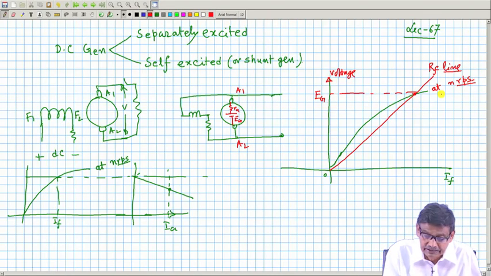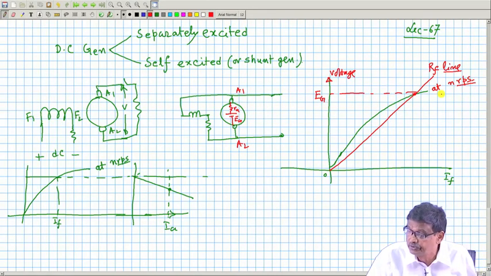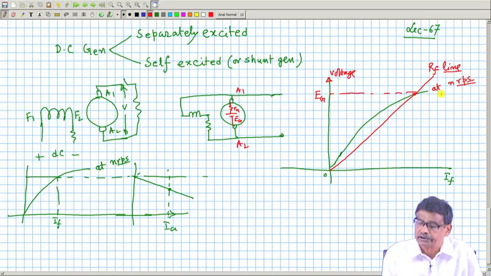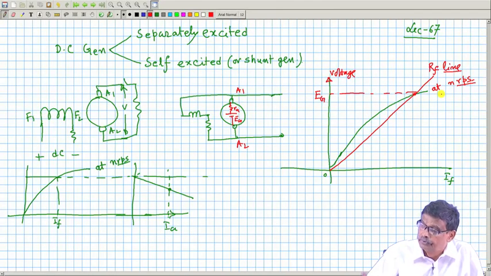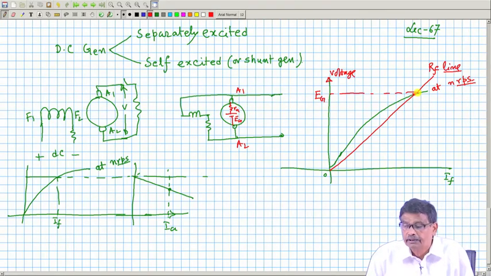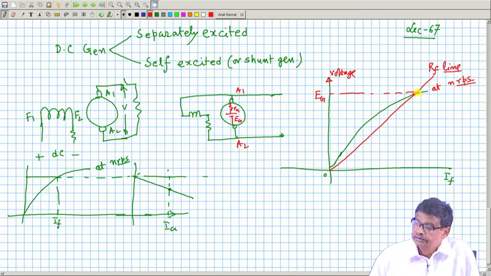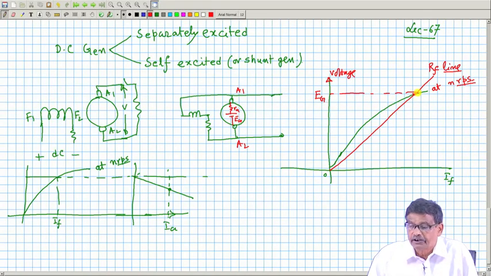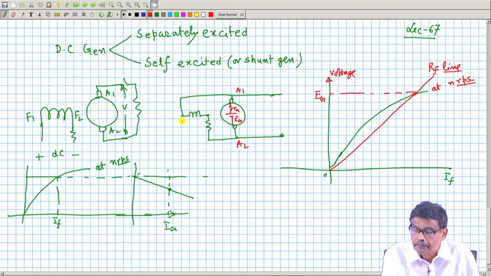These characteristics I used here so that you get a feeling of the amount of voltage available from this DC generator connected in a shunt fashion. Shunt means parallel: the armature and field windings are in parallel. That is fine.